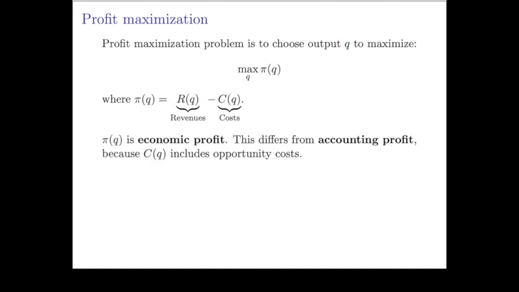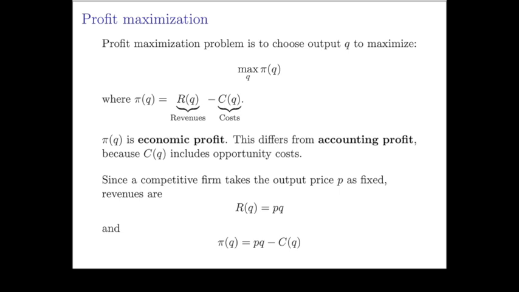Remember, the expression here is the economic profit. This is not the same as the accounting profit, because C of Q is going to include opportunity cost as well, not just the accounting cost or the explicit cost.